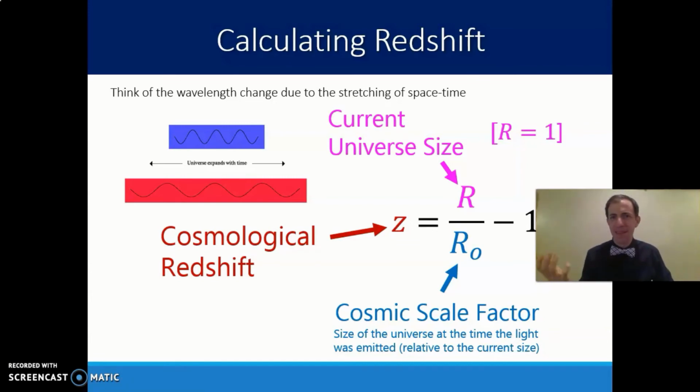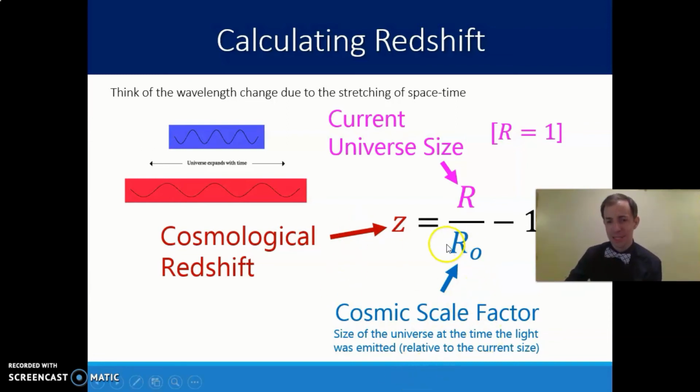Which means that most of the light that we see, and we've talked about this before, is millions of light years away from us, which means that the moment that light was actually emitted from the star, the universe was younger, and it has stretched throughout space during that time as the universe has expanded.